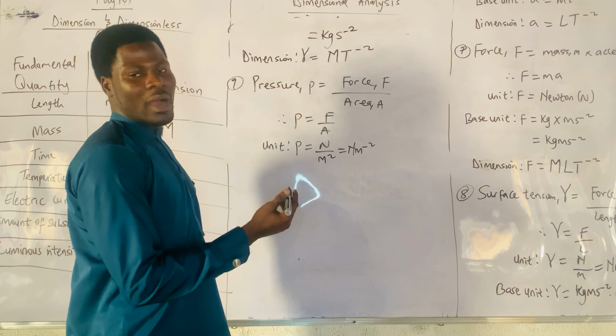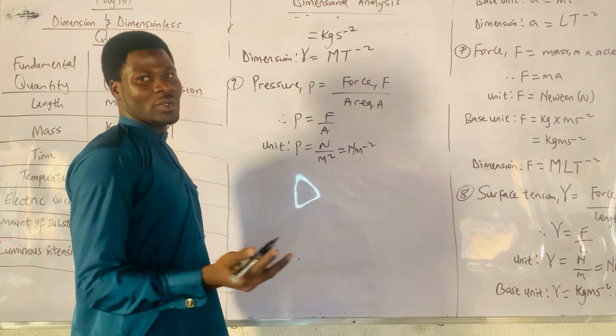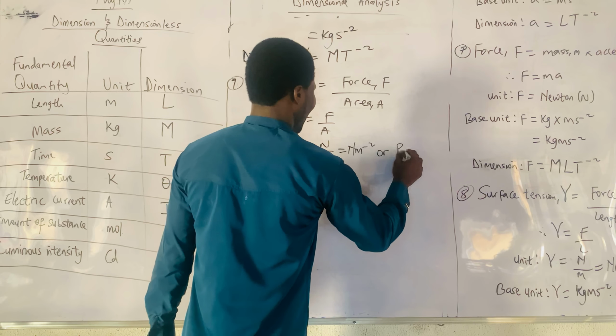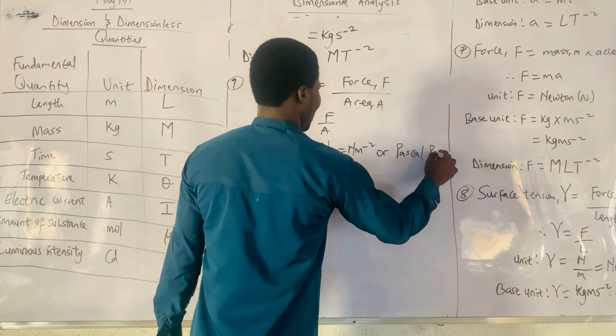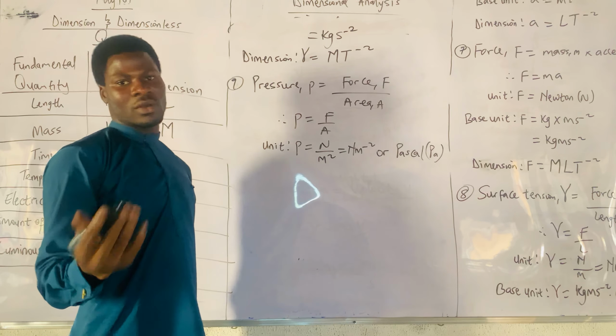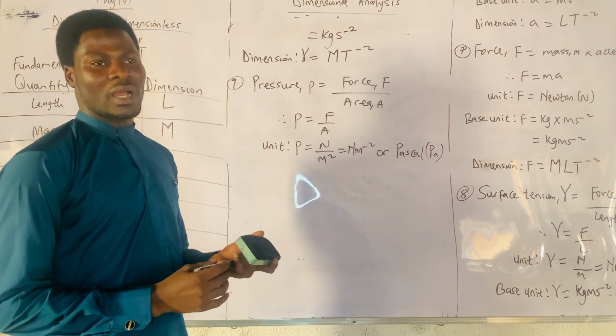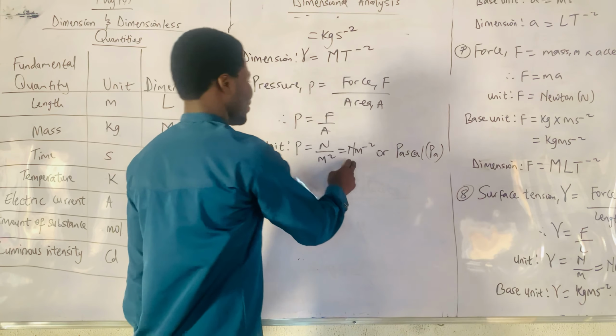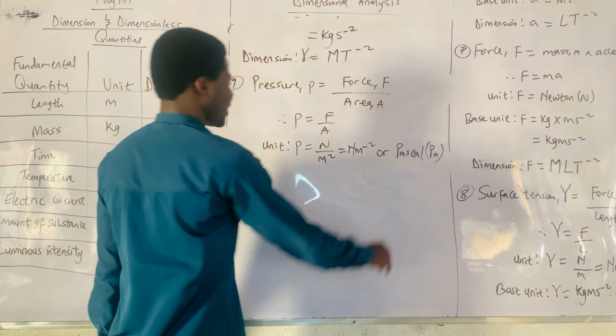Pressure has its own specific unit. In fact, there are about 3 units for pressure. This Newton per meter square can also be called Pascal. Okay? We also have another unit called Torr. Another one is bar. Another one is millimeter mercury. But this is the standard unit, the SI unit, Newton per meter square, what's called Pascal. 1 Pascal is written as 1 Newton per meter square.